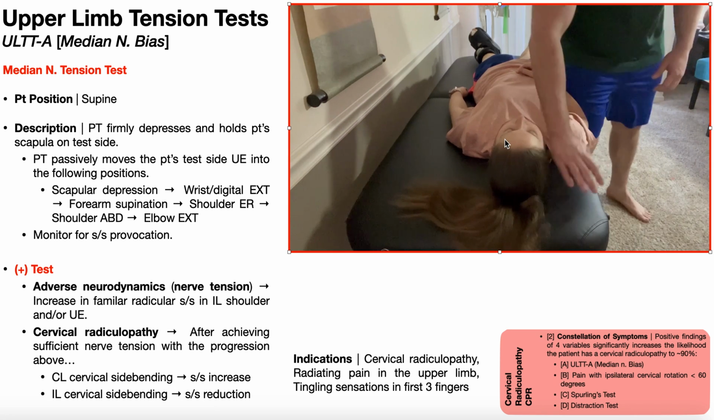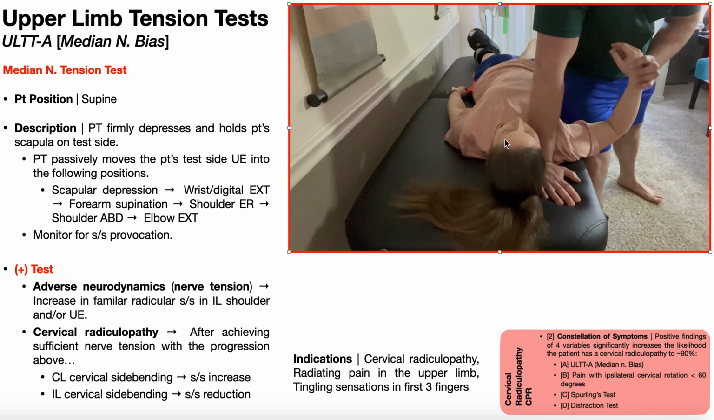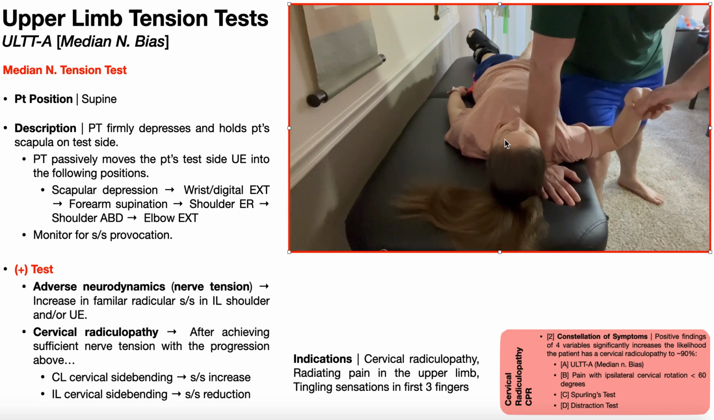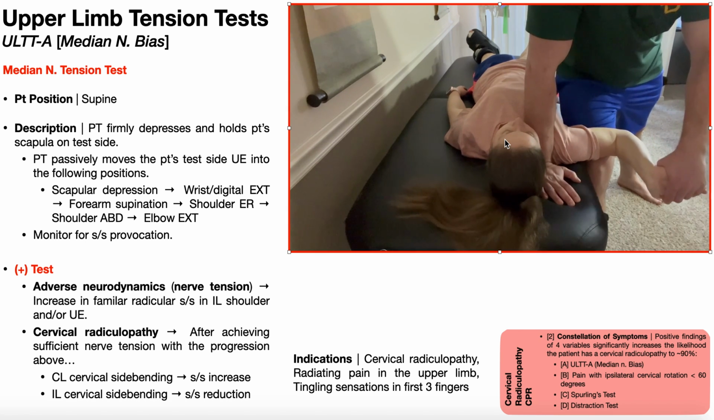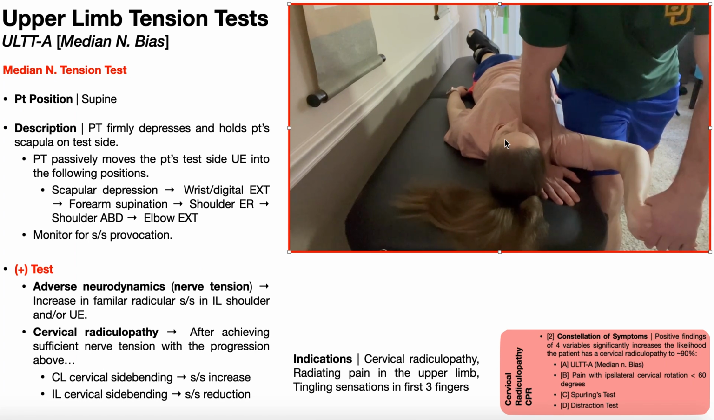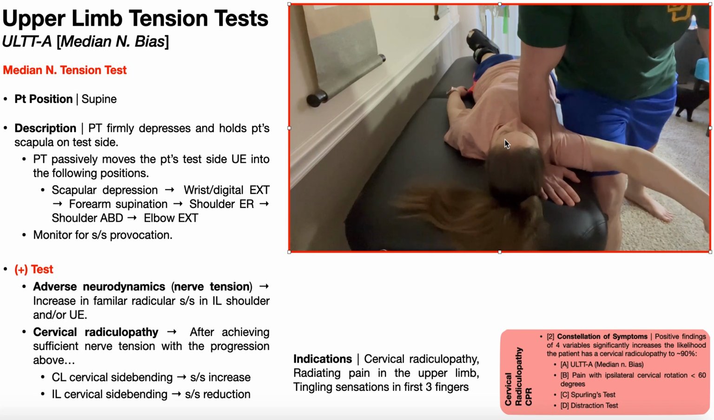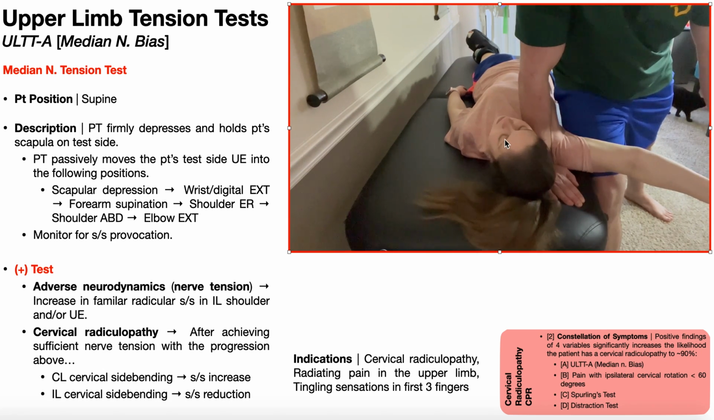Let's take a look at this one more time. So first, firmly depress the scapula and maintain this position. Then we go through the following progression of movements. Wrist and digital extension, in particular targeting digits 1, 2, and 3. Forearm supination. Shoulder external rotation. Then inch my thigh forward to induce more shoulder abduction, and then elbow extension. And then theoretically right about there, she has familiar symptoms in that upper extremity. If it's a cervical radiculopathy, side bending away should increase symptoms, and side bending toward the test side, ipsilateral cervical side bending, should reduce symptoms.